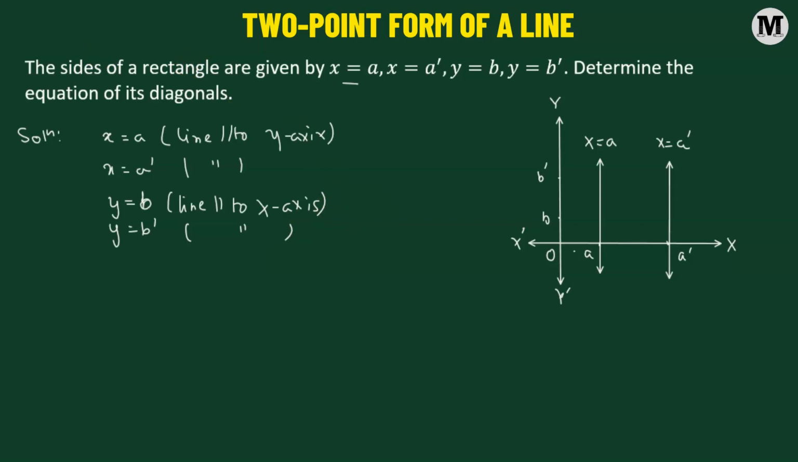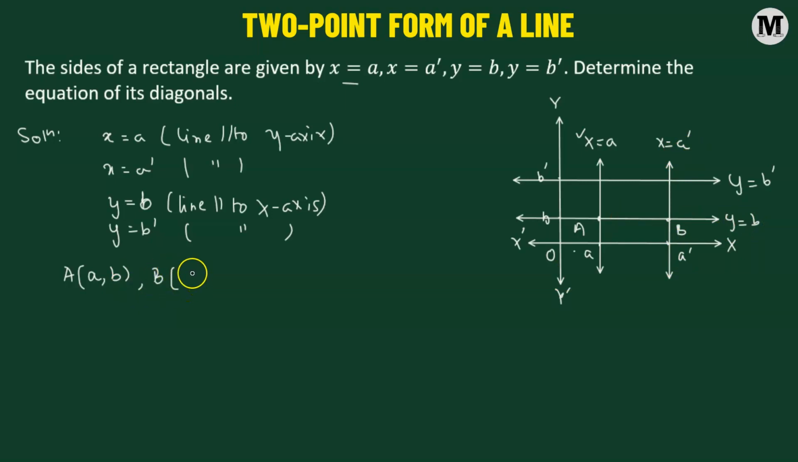Now let's sketch the two lines. The lower line is y equals b and the upper line is y equals b prime. The line y equals b and x equals a intersect at the point A. So point A has coordinates given by the intersection of the two lines: the x coordinate will be a and the y coordinate will be b. Then we have the point B where the lines y equals b and x equals a prime intersect. So the coordinates of point B are x equals a prime and y equals b.